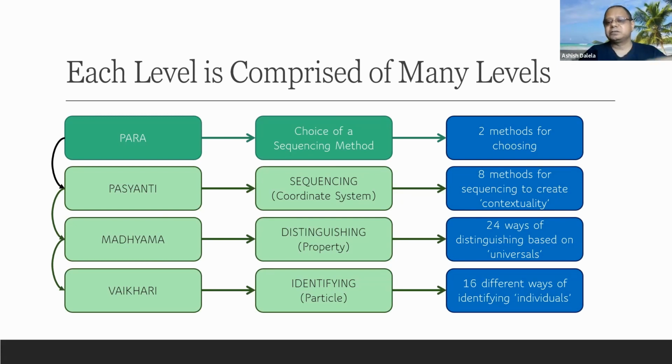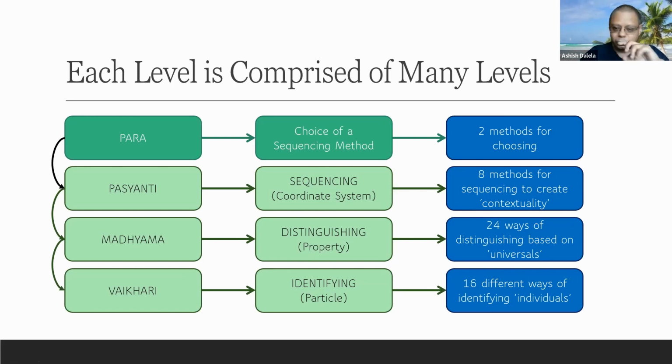There are 8 methods to sequence. Like I talked about, there is a method to distinguish your desires, your knowledge, your activities, and so on. So there are 8 different methods. Similarly, there are 2 methods, which are accept and reject, which you can call a choice. There are 2 methods by which you can pick a sequencing system. So each of these methods is comprised of many individual levels.